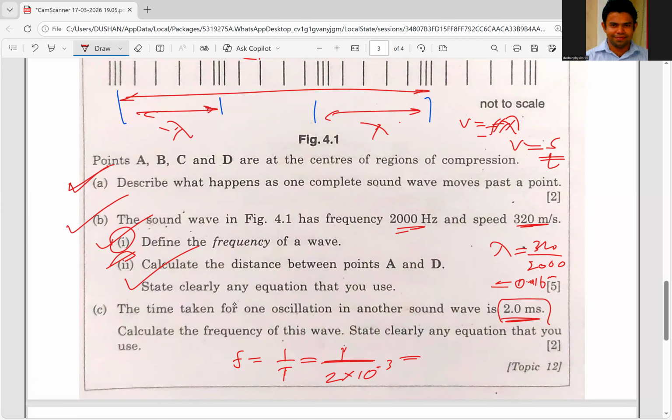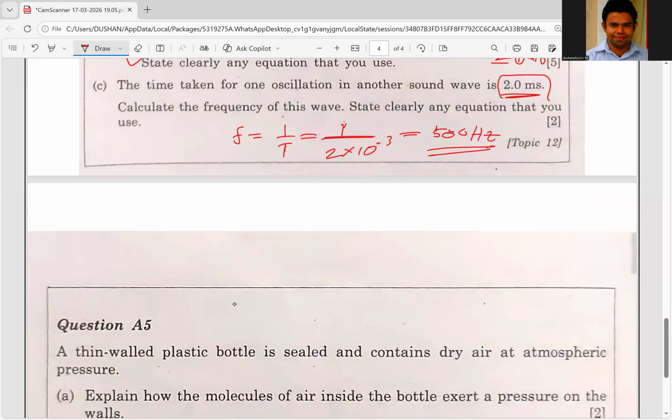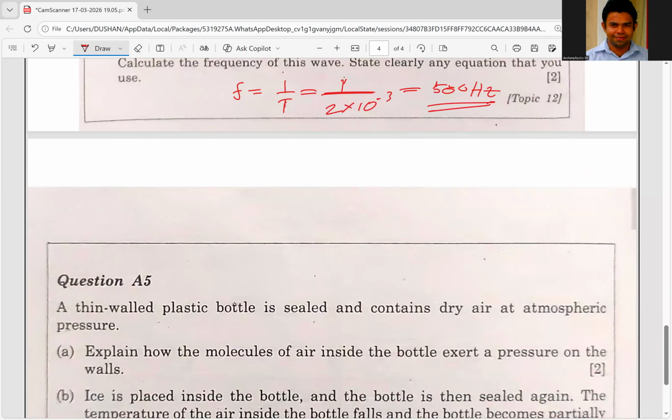0.0002. Wrong. Others? Sorry, sir, 500 hertz. Huh? 500 hertz. Sir, you asked the answer. 500 hertz, sir, I said the 500. Right. You answer for that one.